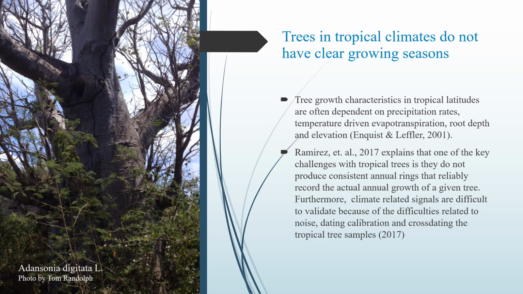Ramirez et al. explain that one of the key challenges with tropical trees is they do not produce consistent annual rings that reliably record the annual growth of a given tree. Furthermore, climate-related signals are difficult to validate because of the difficulties related to noise, dating calibration, and cross-dating of tropical tree samples. So these trees do provide some very difficult challenges for dendrochronology.